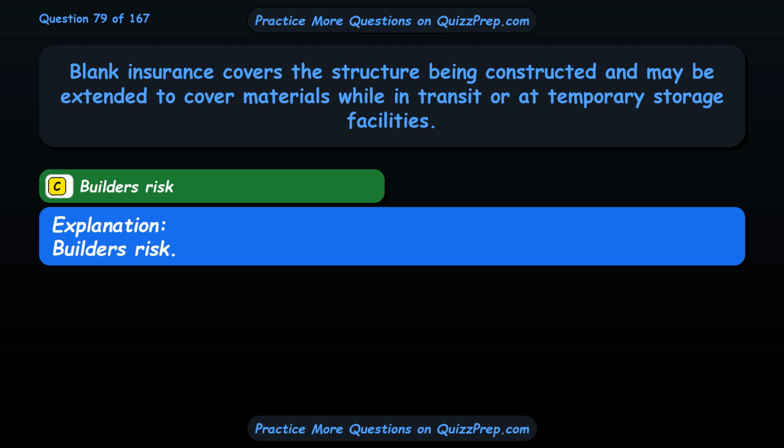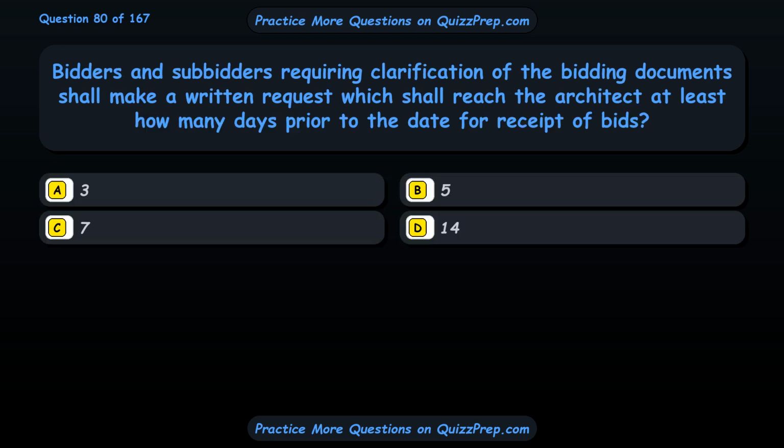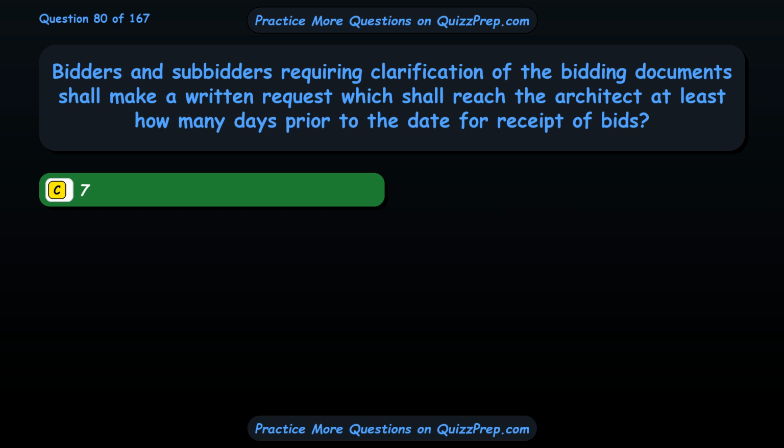Builder's risk. Question 80. Bidders and subbidders requiring clarification of the bidding documents shall make a written request which shall reach the architect at least how many days prior to the date for receipt of bids? Option A, 3. Option B, 5. Option C, 7. Option D, 14. The correct answer is option C, 7.